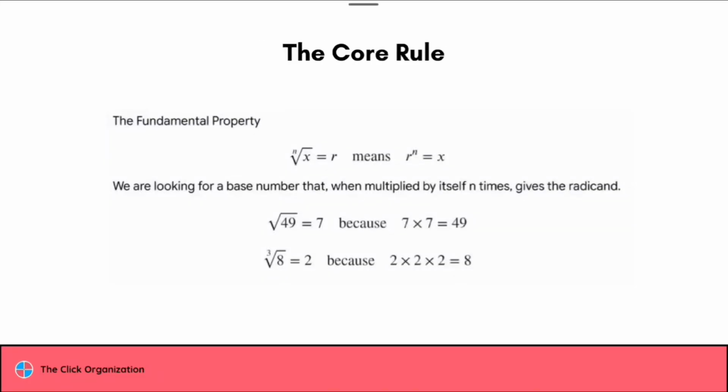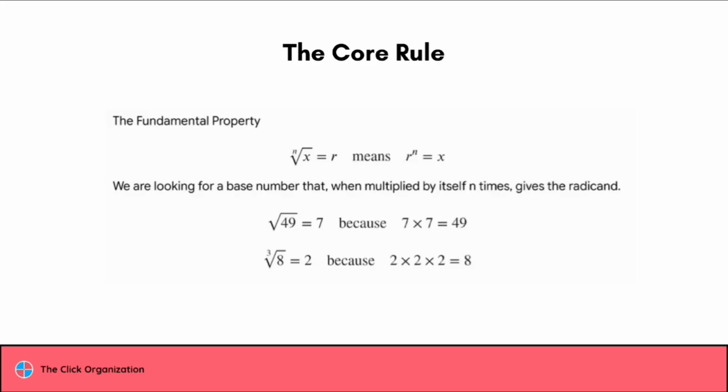The core rule. The fundamental property of radicals is shown right here on the slide. When we say the nth root of x equals r, it simply means that if you raise r to the power of n, you get x back. In other words, we are looking for a base number that when multiplied by itself n times gives us our starting value.